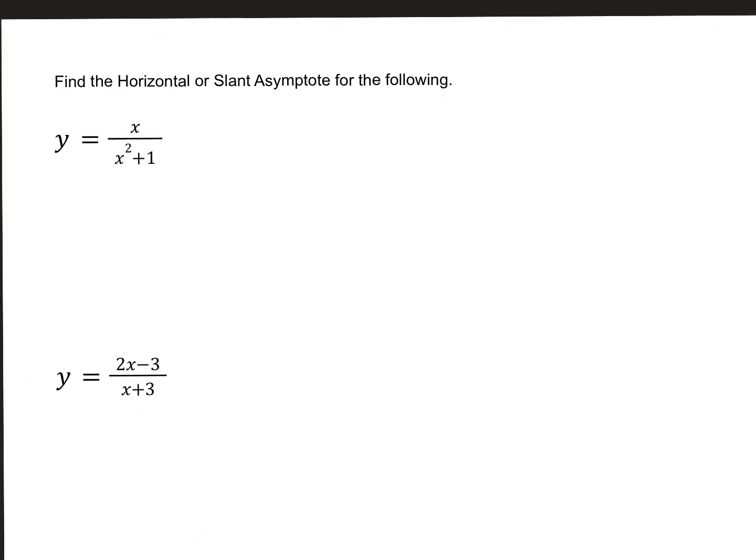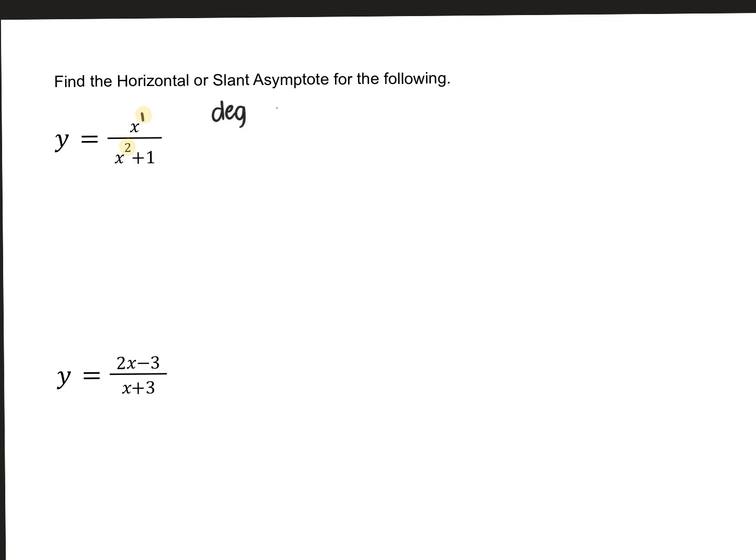So we're going to find the horizontal or slant asymptote. So our first one is y equals x over x squared plus 1. So I have to know the degrees of them so I can figure out if it's a horizontal asymptote or a slant. So the degree of my denominator is 2. The degree of my numerator is 1. We just didn't write it. So that means the degree of the denominator is greater than the degree of the numerator. And when that happens, it's a horizontal asymptote at y equals 0. And I'm done.